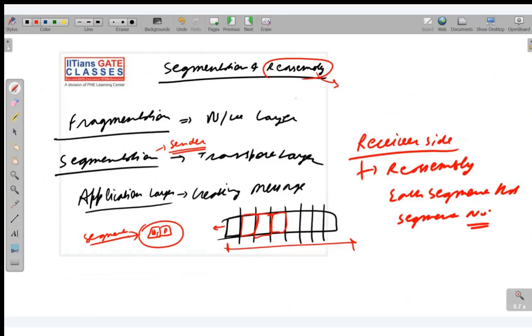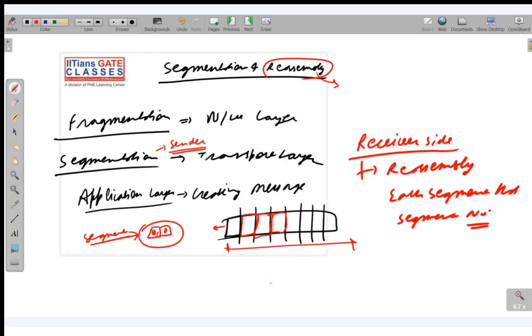Take the snapshot. This is all about the functionality of the transport layer. And one more functionality is there. Let me give you that also. You can take the snapshot. I will jump to the next slide.